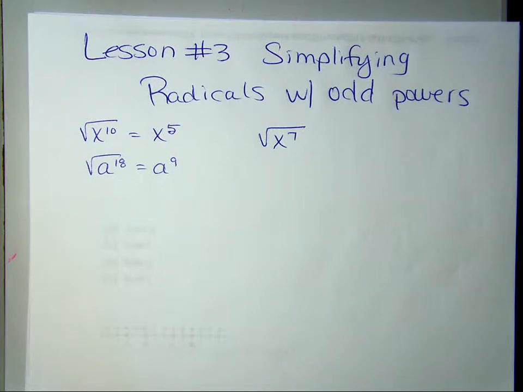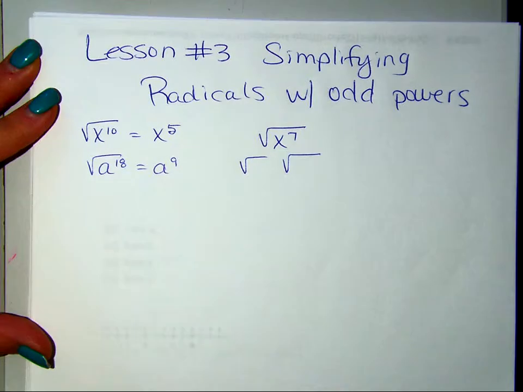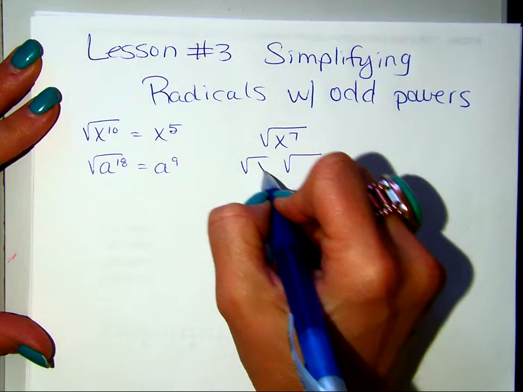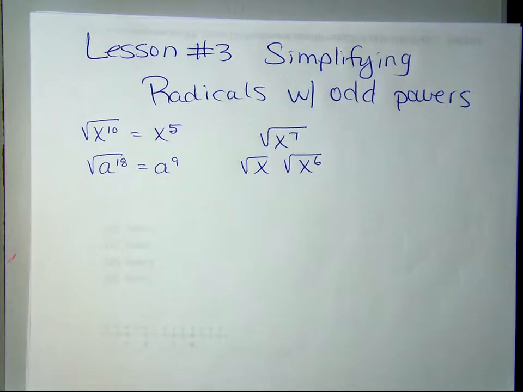So let's picture every odd number on the number line. Every odd number is only one space away from an even number, right? Either left of it or to the right of it. So if you're at 7 and you go down, you're at 6, or you go up, you're at 8, okay? So what we're going to do is break x to the 7th down into an x and an x to the 6th, right?